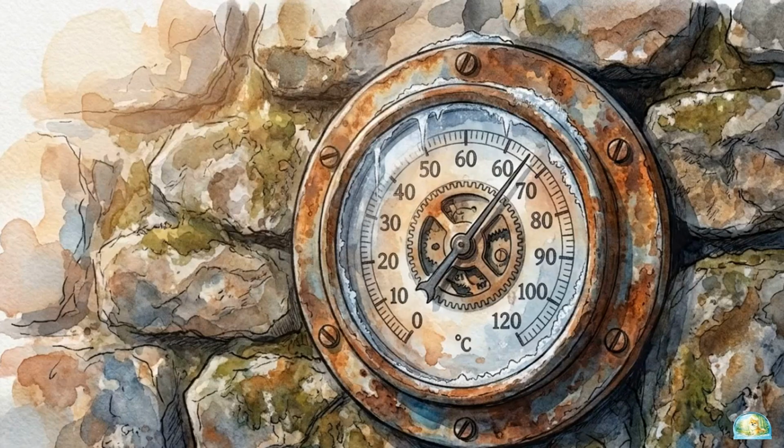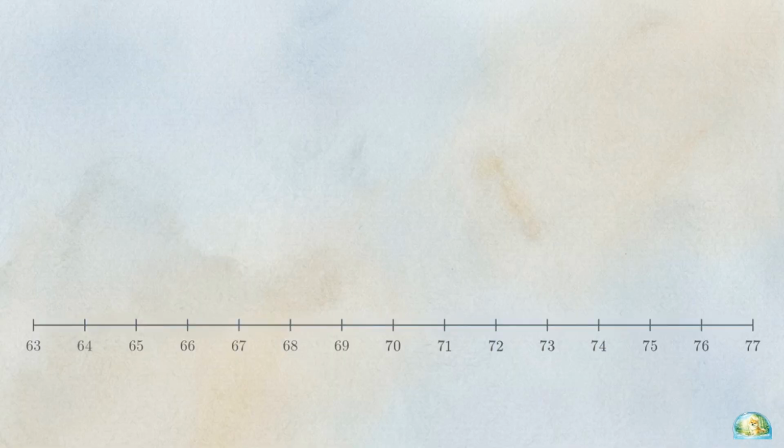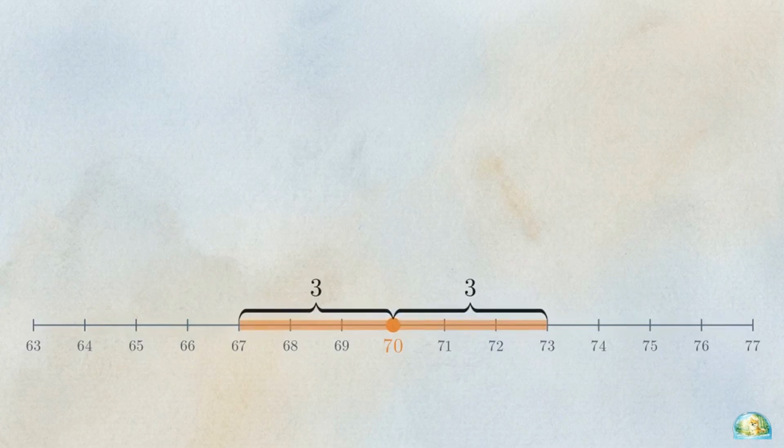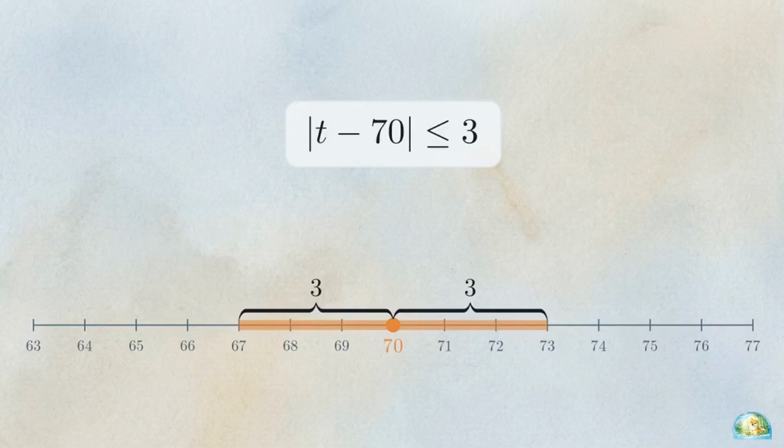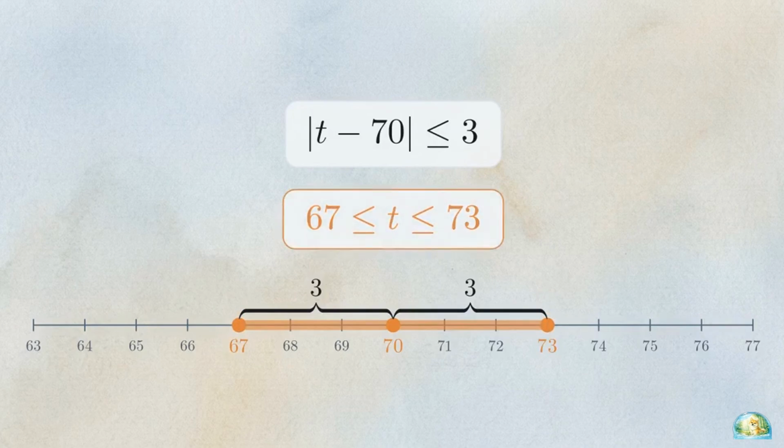To protect the equipment inside, the station's thermostat is calibrated to stay within 3 degrees of a temperate 70 degrees. Being within 3 degrees means the distance from 70 is at most 3. We model this as the absolute value of T minus 70 is less than or equal to 3. The station is safe between 67 and 73 degrees.